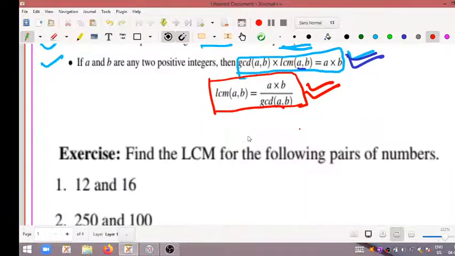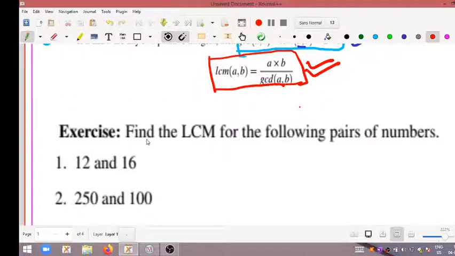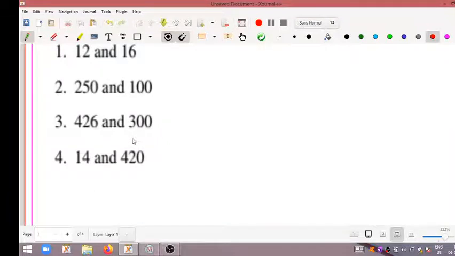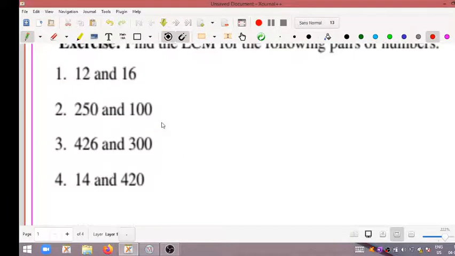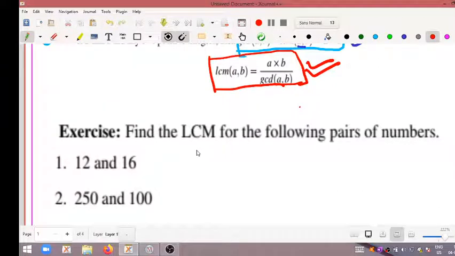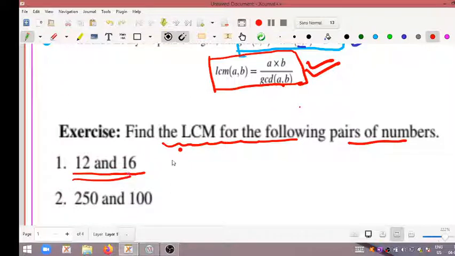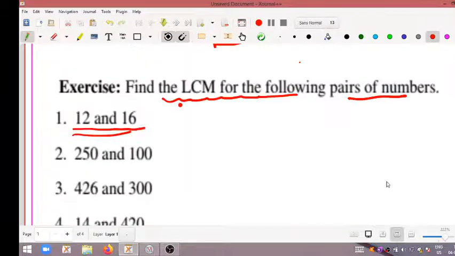Now the problems. We have 4 problems in this program file. For the first problem, find the LCM of the following pair of numbers. 12 and 16 are given. We want to find the LCM of 12 and 16. Generally, we do it like this, in the lower classes, with this method.